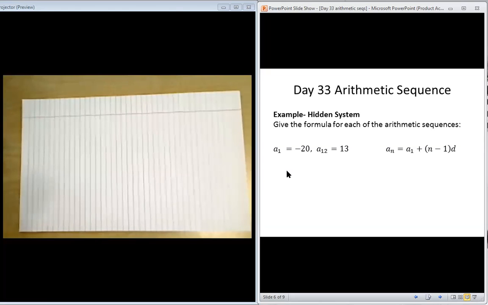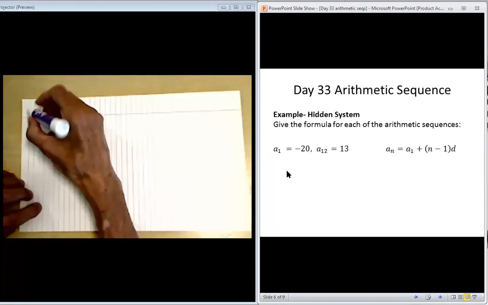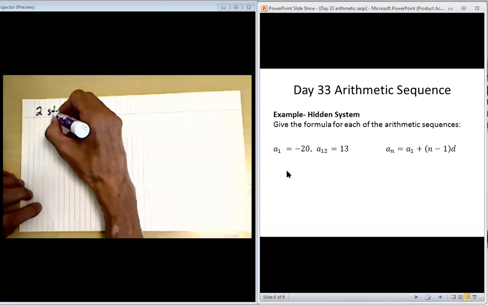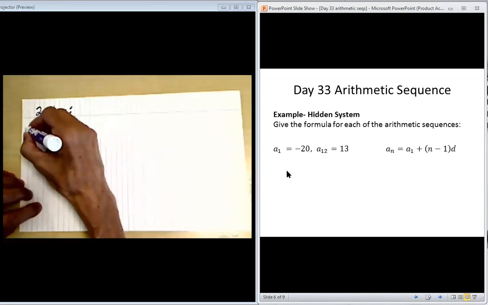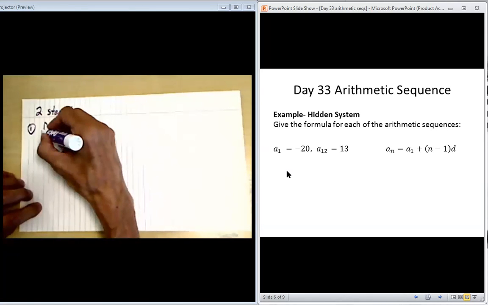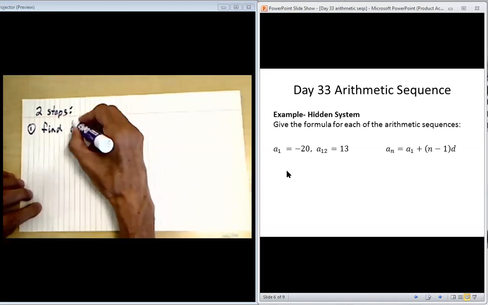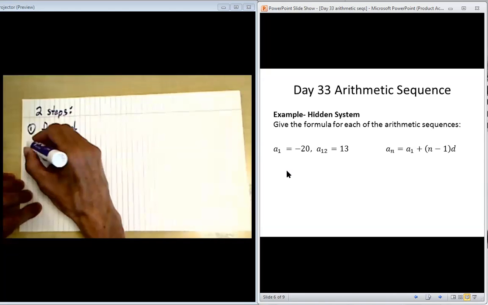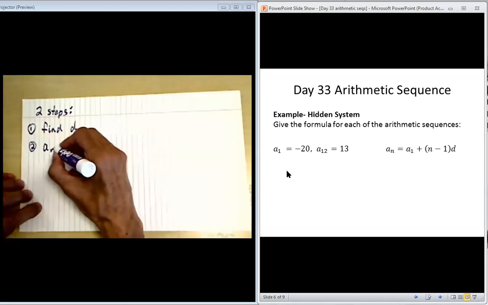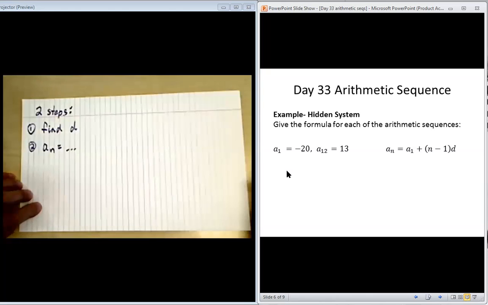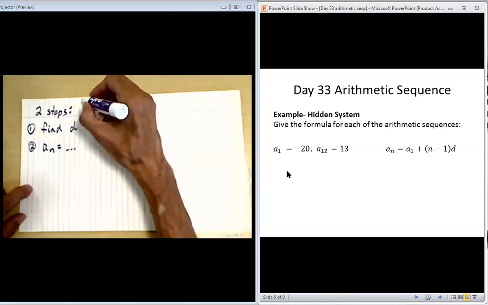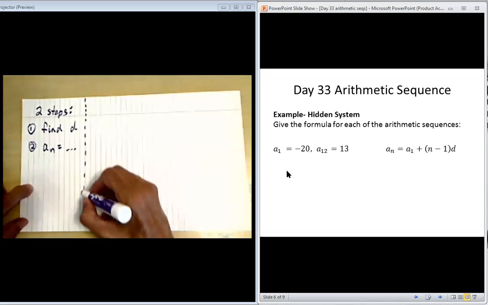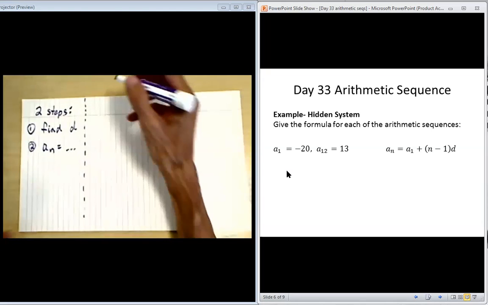Okay, back to the screen. You see, we got A1 there. That's okay. We can use that, but we don't have D. So for our two-step type situation, the first one is we're going to have to find what D is equal to. And then we do the same as before, get an is equal to once we substitute everything in. Okay, so let's do the first part first.